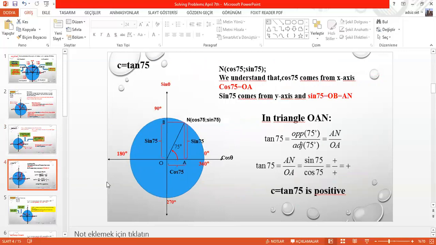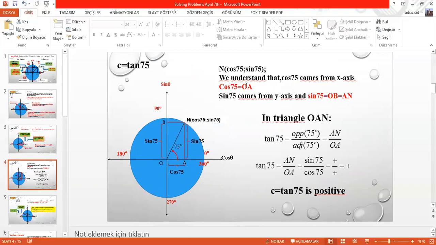Now let's look at tangent 75. It's again in the first quadrant, which means 75 is between 0 and 90 degrees. So we understand that cosine 75 comes from x, which means cosine 75 is OA. Cosine 75 is adjacent divided by radius, and this radius is always one, since it's the unit circle.